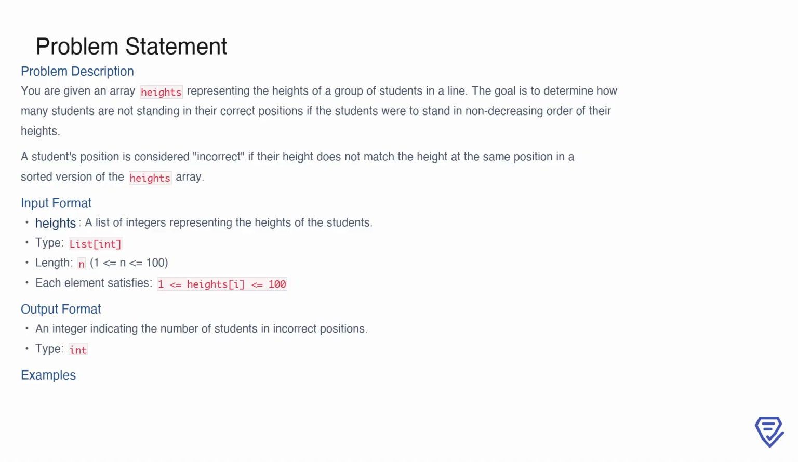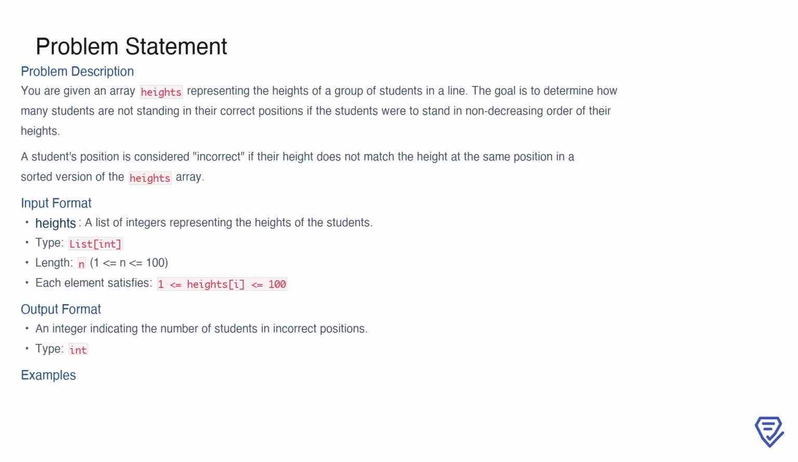In this problem, we are given an array called heights, which represents the heights of a group of students standing in a line. The goal is to figure out how many students are not standing in their correct positions if we were to arrange them in non-decreasing order of their heights. Essentially, we compare the students' current positions with their positions in a sorted version of the array. If the heights at a given position do not match between the original and the sorted arrays, that position is considered incorrect.